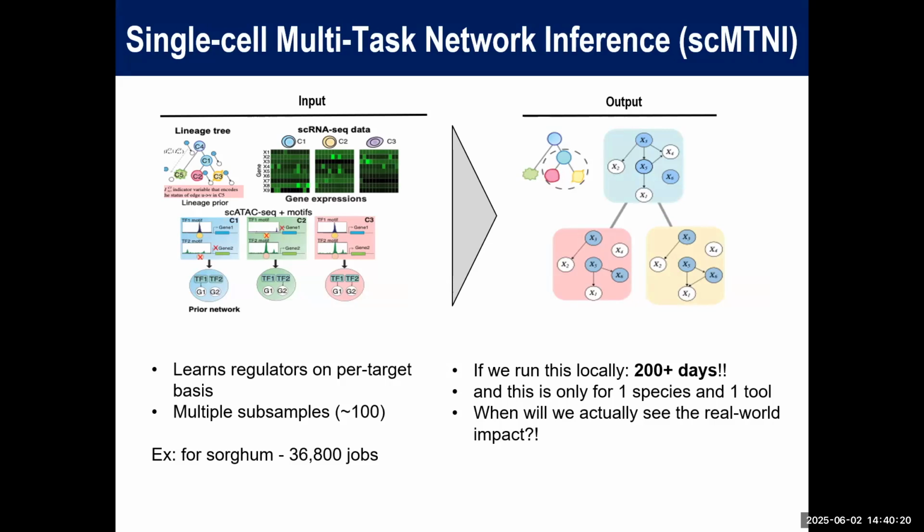And when can we actually see the real world impact? And this is only considering one species and one tool. And God forbid if I made a stupid mistake in the cell lineage trees. So here comes Condor to the rescue. Condor reduced the time to approximately just 2 days. So it's awesome.